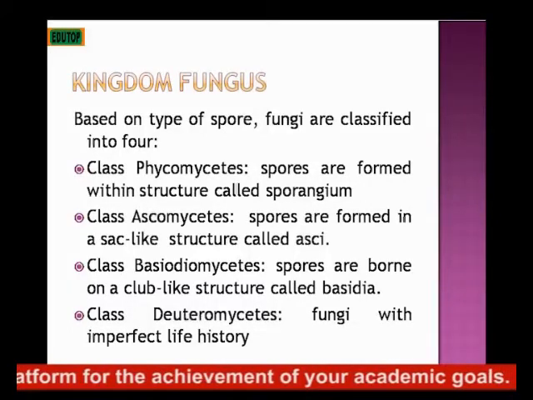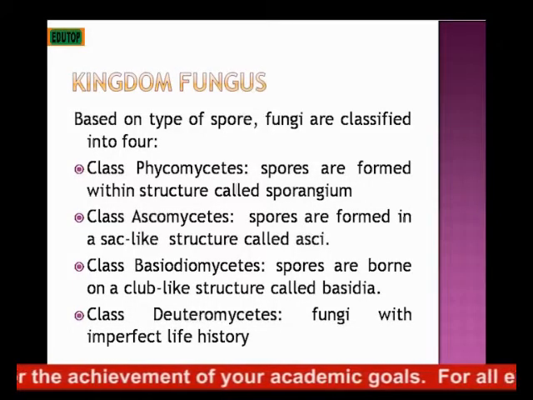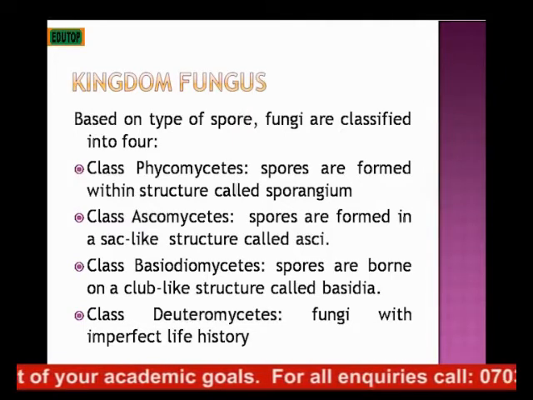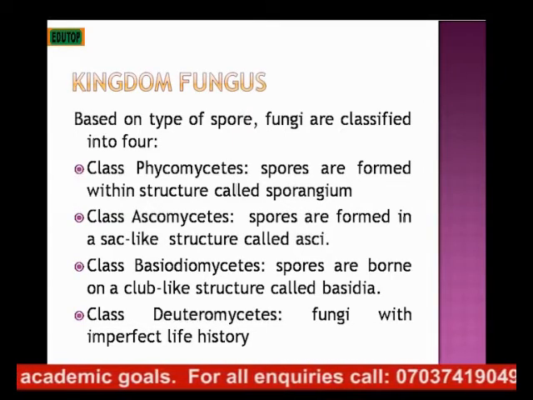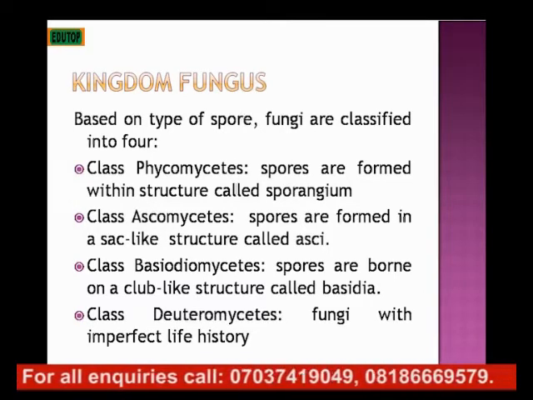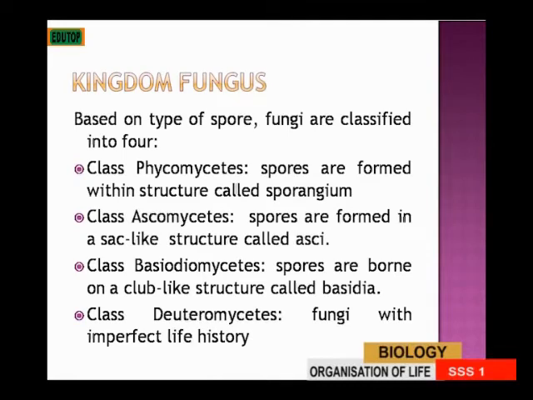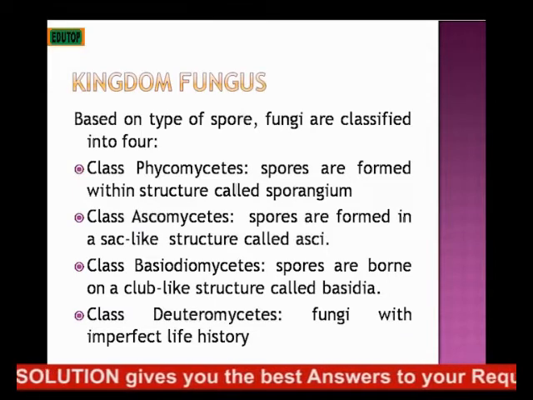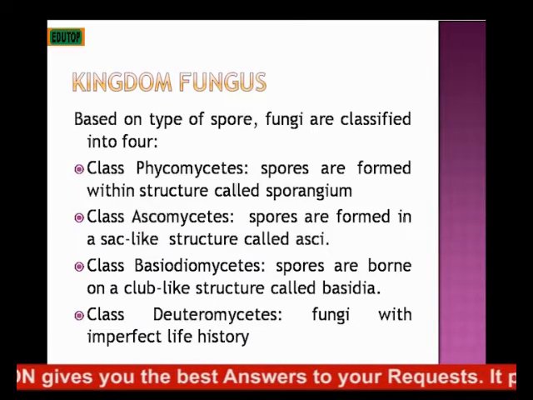This type of spores are club-like in nature, and they are called the basidia. So we have the basidiomycetes. Then the last class, there is deuteromycetes. These are also called the fungi imperfecta. They don't have a perfect life history, so they are classified in this group called the deuteromycetes.